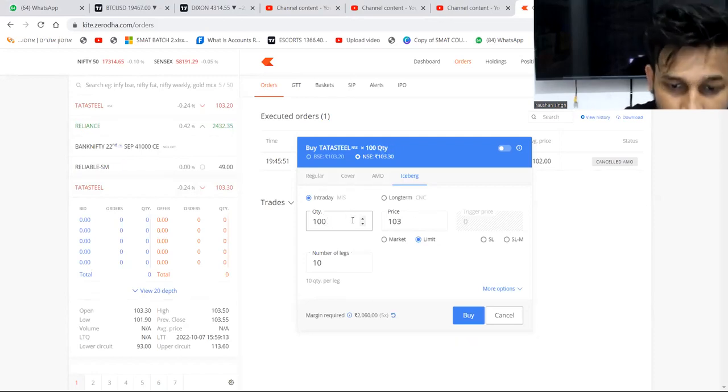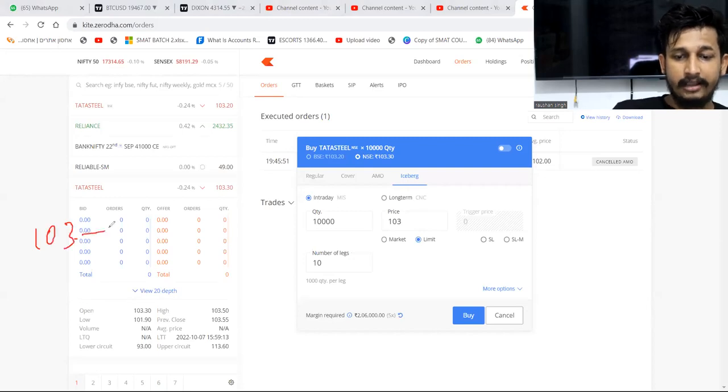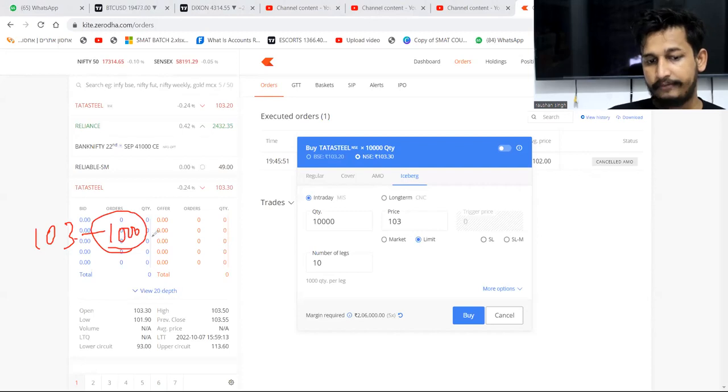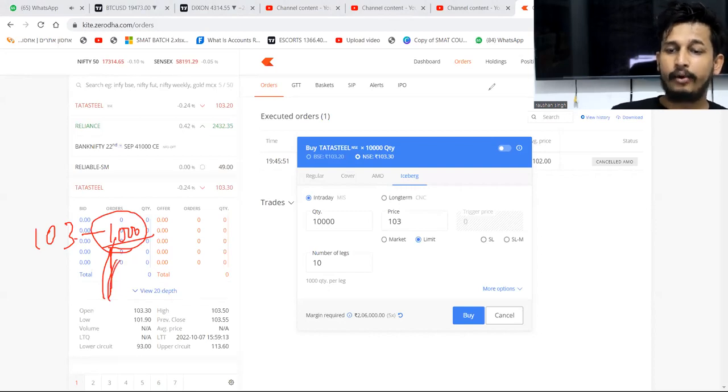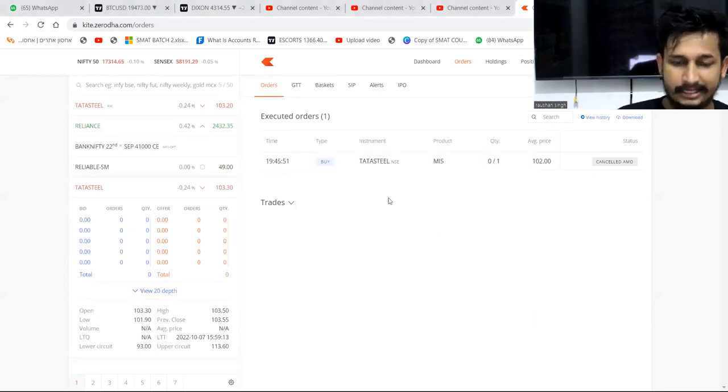So what people can do is, let's say the maximum is 10 lakhs, at one point of time go for 1000 each. In the offer it will be showing me at 103 that 1000 quantity has been placed. If this one gets executed, another 1000 will come. If that also gets executed, it will keep on coming like this. So we don't really need to use iceberg as well. It is only applicable when you're trading with a very huge quantity. At that point of time it will help you, or else it is nothing like that.